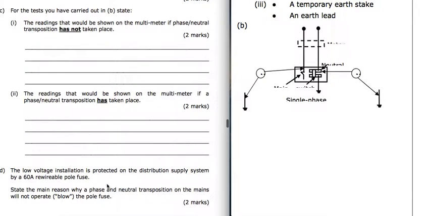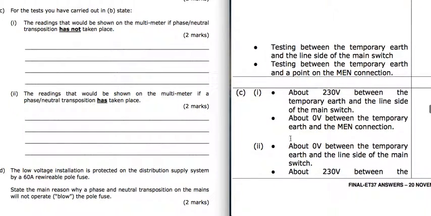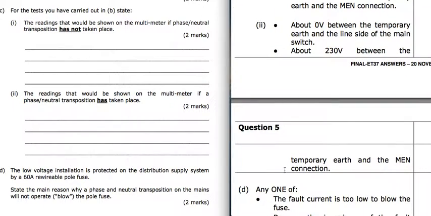If transposition has taken place, then we'll get the opposite. We'll get 0 volts here and we'll get 230 volts on the neutral, which is what we've got here. Okay, because of the transposition of the phase and neutral.